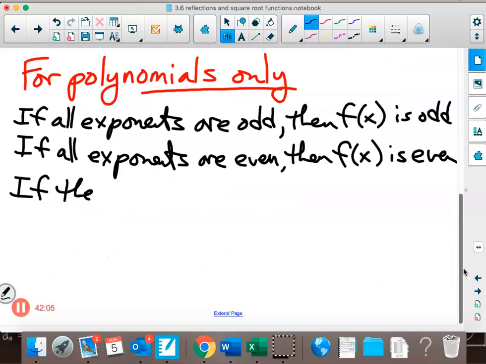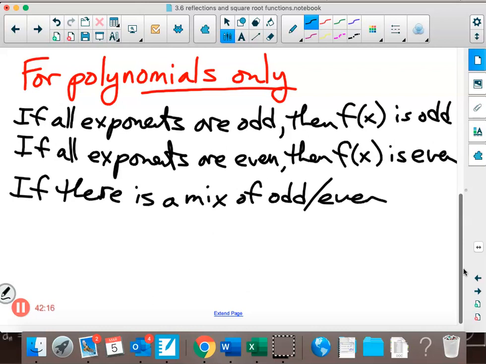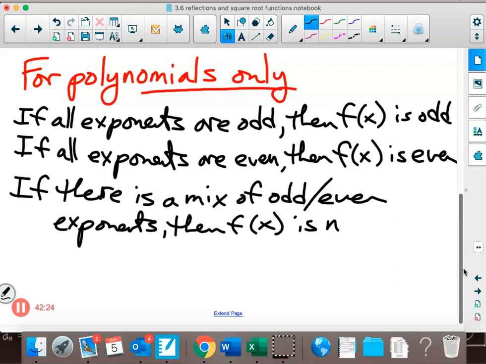If there is a mix of odd and even exponents, then f of x is neither.